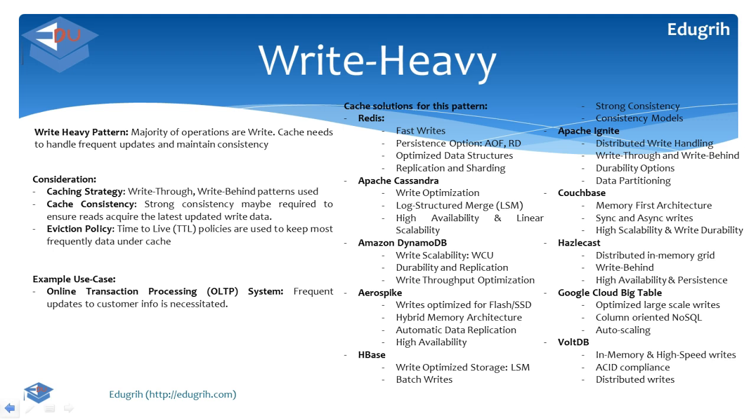Cache consistency. Strong consistency may be required to ensure reads acquire the latest updated write data. Eviction policy, TTL or time to live policies are used to keep most frequent data under cache. One of the examples for this write heavy pattern can be OLTP or online transaction processing systems in which frequent updates to customer info is necessitated in lieu of the transactions being carried out.